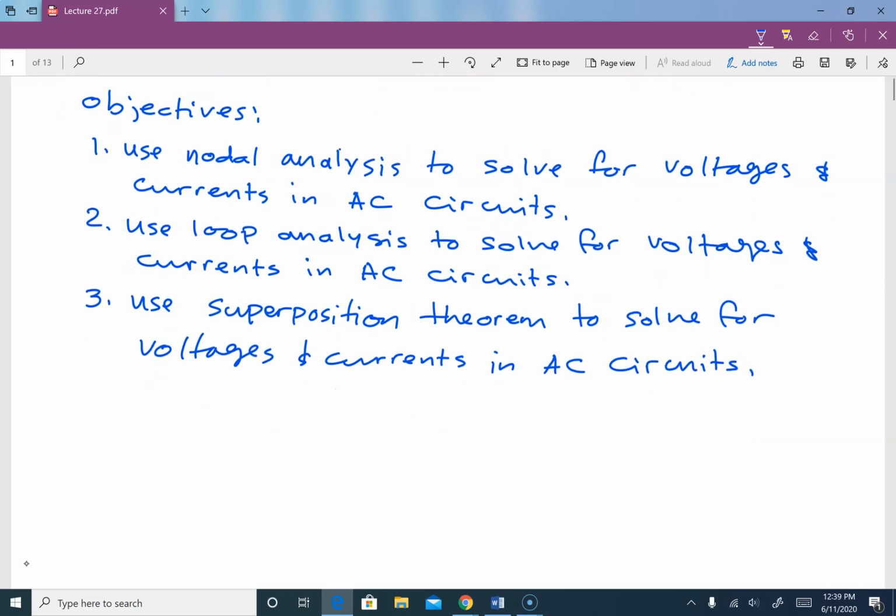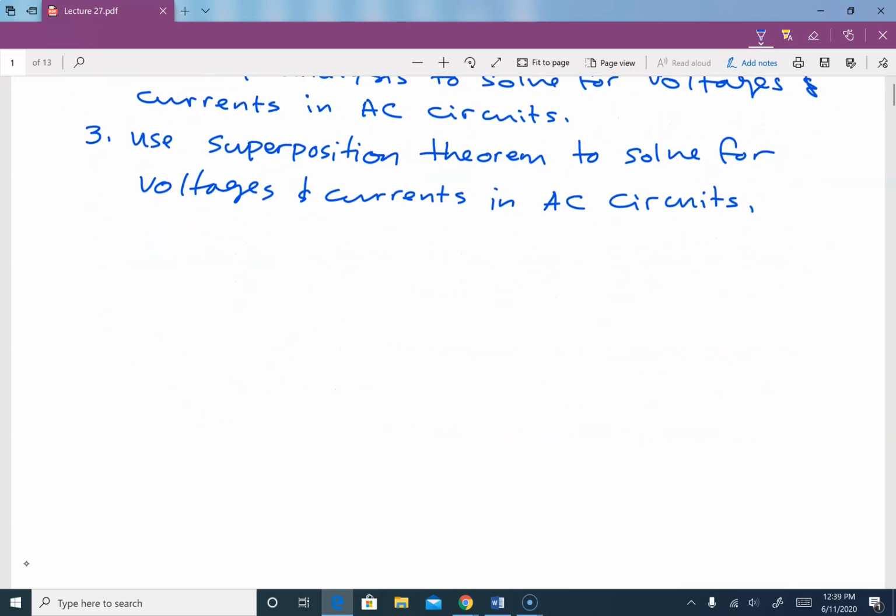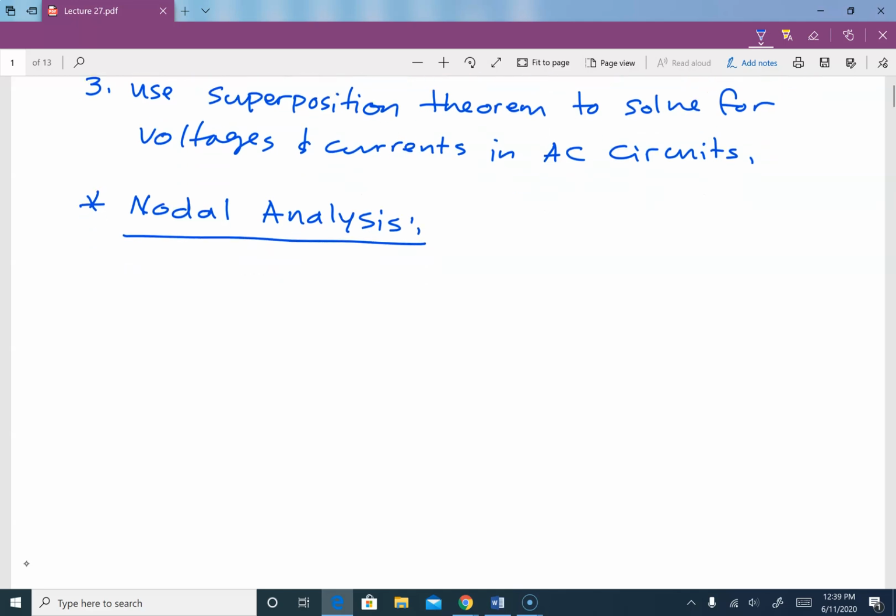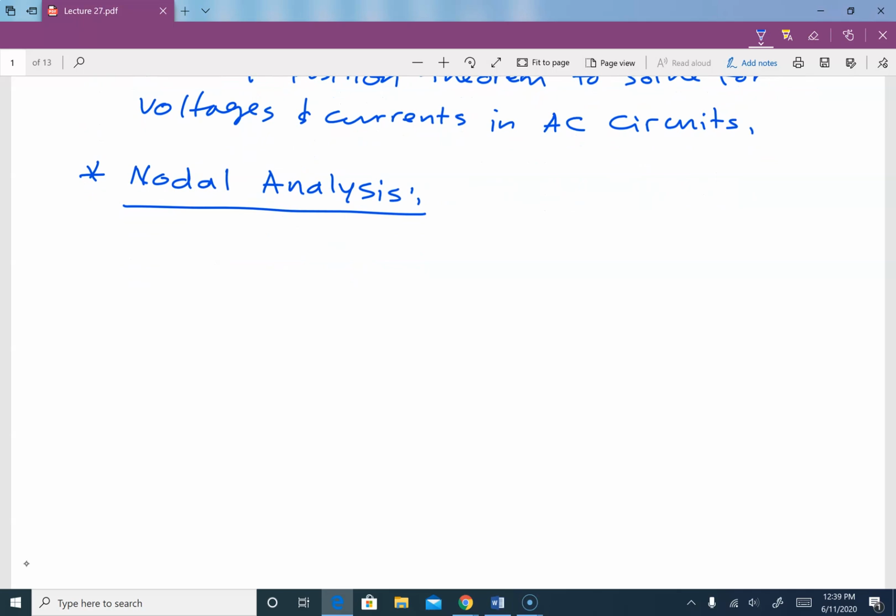These are our objectives for this lecture. So we will start with nodal analysis. I believe by now you should be able to apply nodal analysis in DC circuits. We are going to do exactly the same thing, and everything covered in DC circuits will be applicable to AC circuits, except the fact that we are dealing with complex numbers.